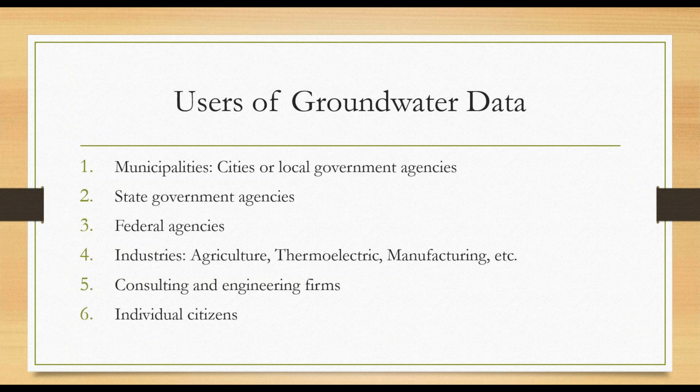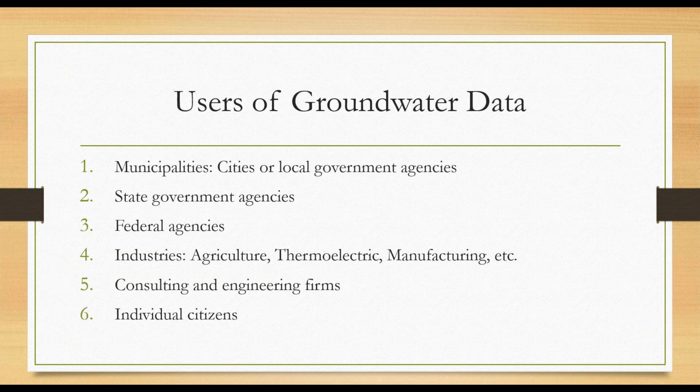Industries such as agriculture, thermoelectric, and manufacturing also use the data, for things like heating and cooling and processing of water. Groundwater data are frequently tied to irrigation, and they may need to ask some of those questions that we talked about earlier. Availability: how much is available, and how long will I have the resource available to me? Consulting and engineering firms use groundwater data. They frequently request data and reports.